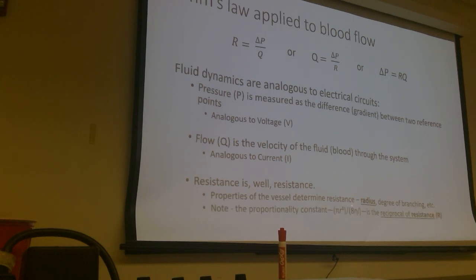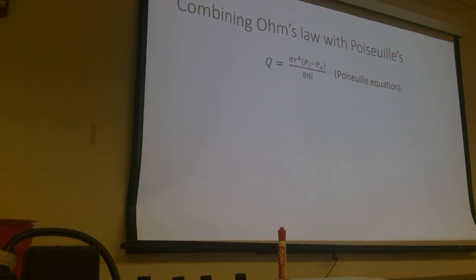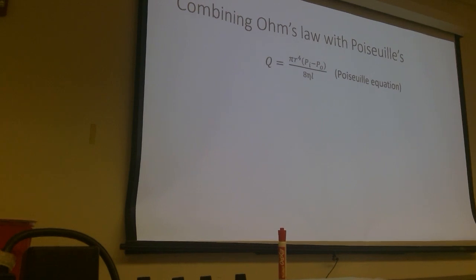All right, and I said before, when we talked about Poiseuille's law, pi r^4 over 8 eta L is the reciprocal of resistance. I'm going to show you guys now how we get that. All right, so here we go again. There's Poiseuille's equation right there. Q equals pi r^4 times delta P over 8 eta L. This was one of the formulas I gave you, the Ohm's law formula, right? R equals delta P over Q.